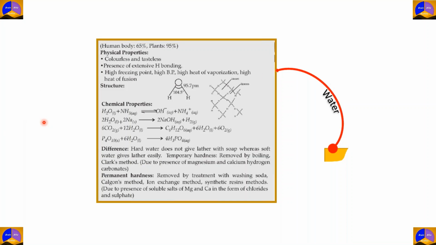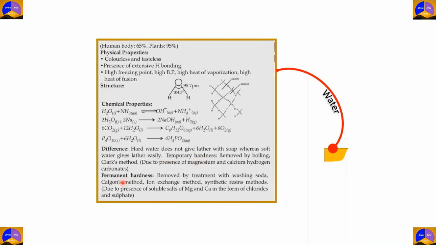The second method is called Clark's method. Now, it uses the hydroxide of the element which is present in the hard water to form carbonates and water. Now, this also removes the temporary hardness of water. An example here states that calcium bicarbonate plus calcium hydroxide gives you calcium carbonate and water. Now that is how you remove temporary hardness of water.